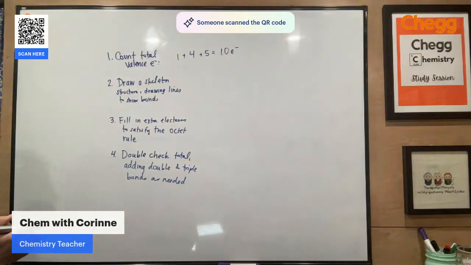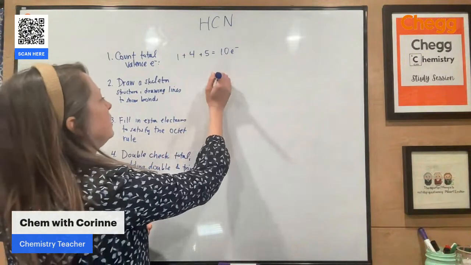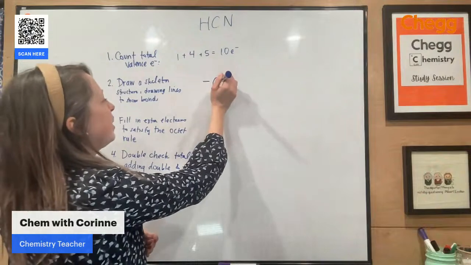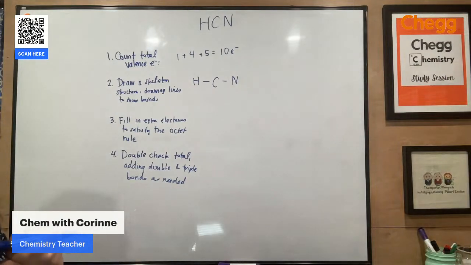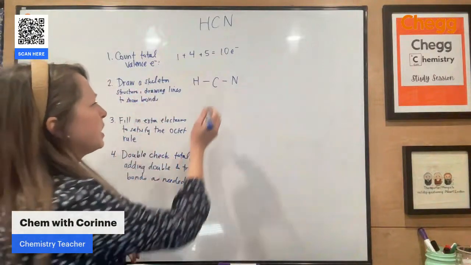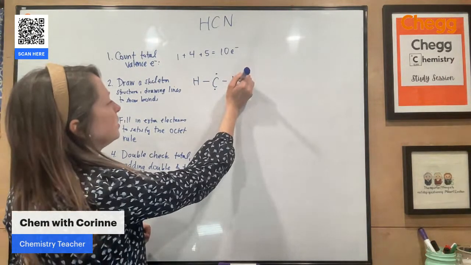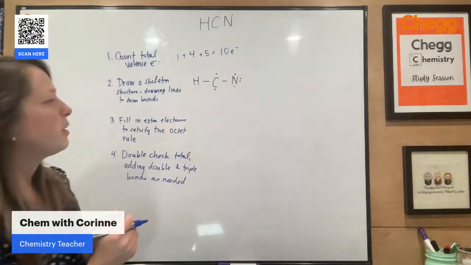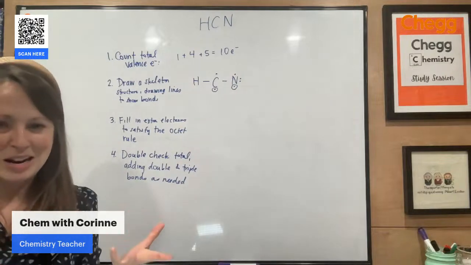Now we want to draw a skeleton structure where we're just going to kind of predict how these elements are going to come together. All right, so we have carbon in the middle. Carbon needs to have 4 bonds. And right now there are only 2 elements for it to bond with. So let's look at this. We want to fill in extra electrons to satisfy the octet rule. So already I'm looking at this and I'm like, oh, wait, is carbon going to have extra electrons? No, carbon has 4 electrons, right? And nitrogen has 5. So already I'm noticing, I'm like, oh, wait, what are these guys doing here by themselves? Like, they're not going to be happy with that.